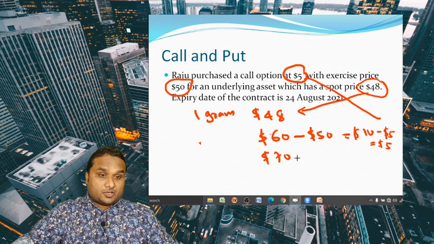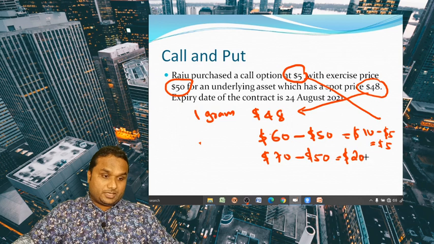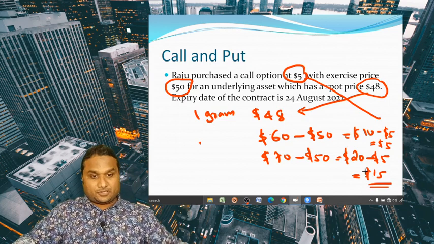Suppose it is $70, he can still purchase the gold per gram at $50. So the value of the call option, after 1 year the price of gold is $70, but Raju can purchase 1 gram of gold at $50. So he has a value of $20, but he paid a premium of $5, so he has a profit of $15.